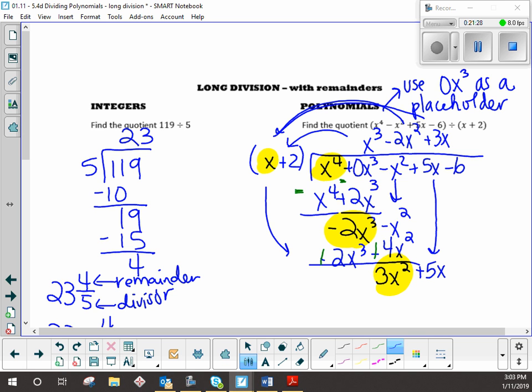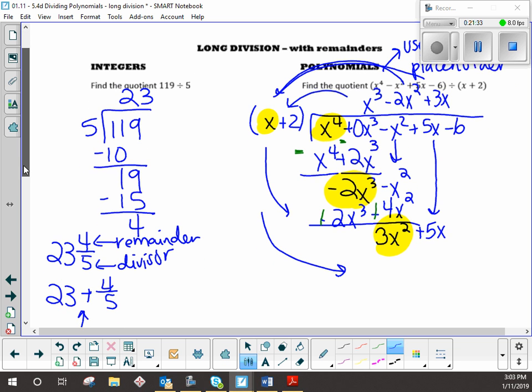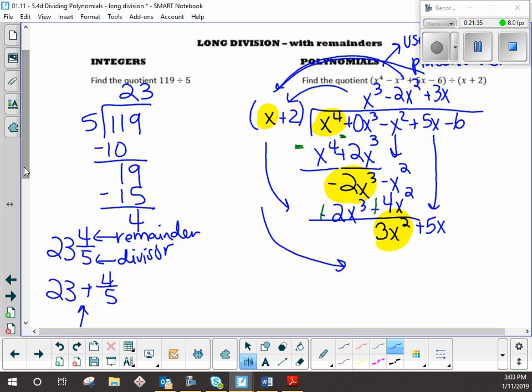Multiply by the divisor, bring it down. So 3x times this x is 3x squared. 3x times this 2, 6x. Change the signs. Negative 1x. Okay. So the x squareds cancel. I have negative x. Bring down the negative 6.